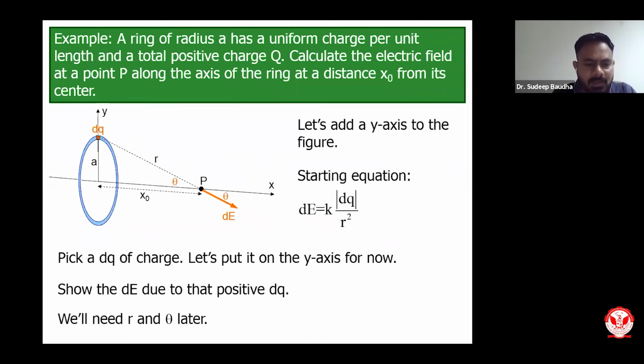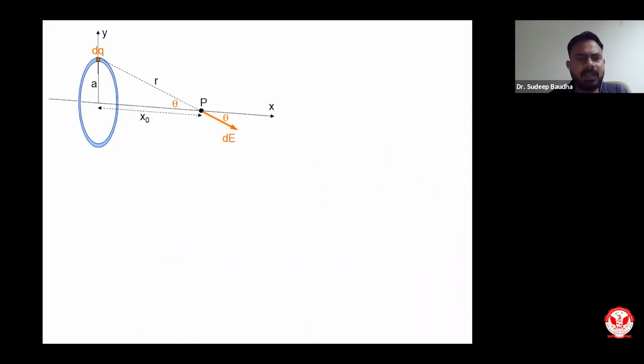Right. Now we will need R and theta. So I have also denoted R and theta. So this is the theta, the angle made by dE with respect to the x-axis, and R is the distance of P from this small dQ. Because these things will be needed in terms of calculation. So this is our final geometry.